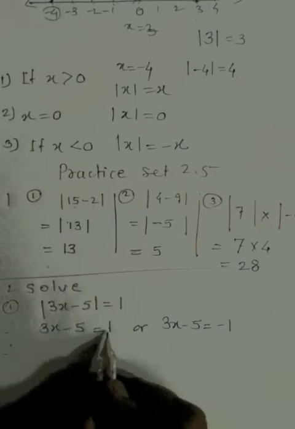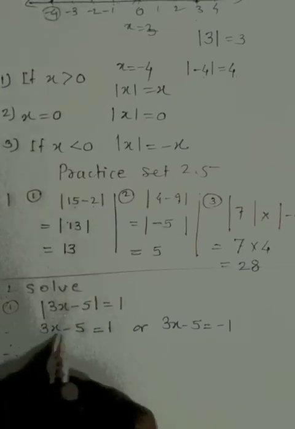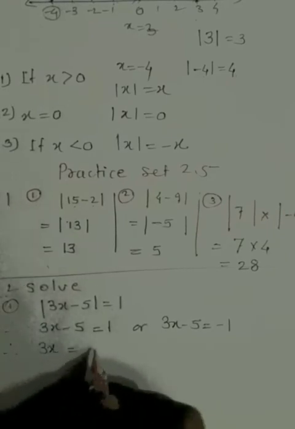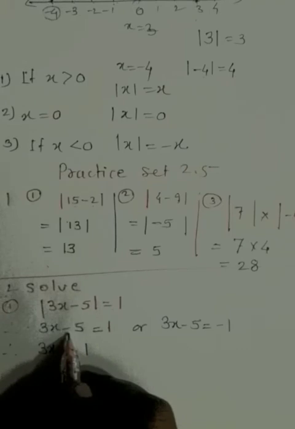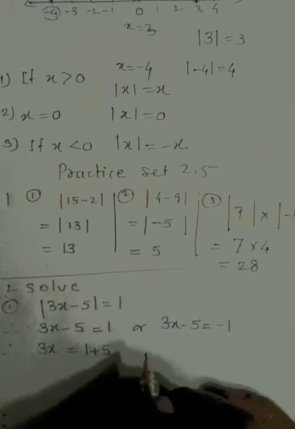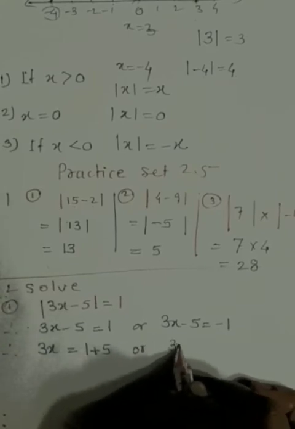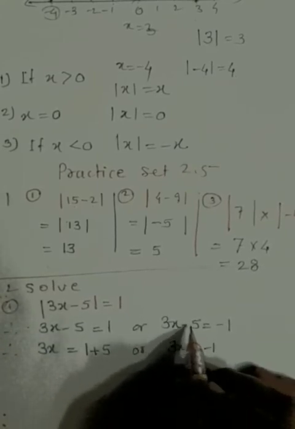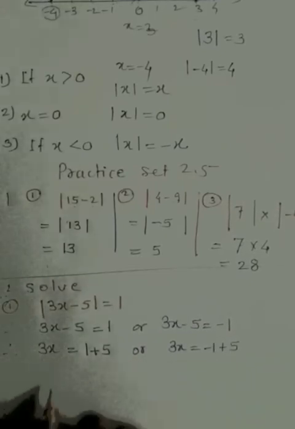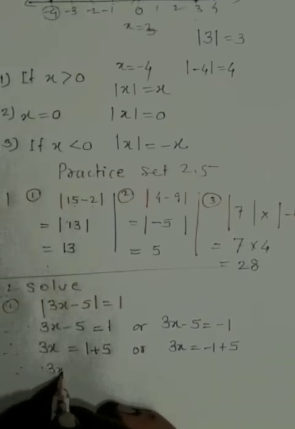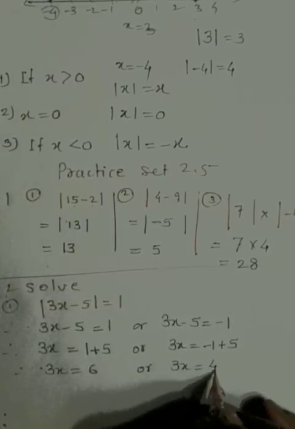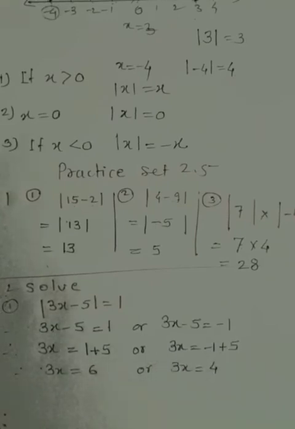Now we simplify these equations separately to find the value of x. Here we keep 3x and 1 as they are, and transfer the minus 5 from the left side to the right side, and it becomes plus, or 3x is equal to negative 1. Again we transfer the negative 5 to the right side and it becomes positive. Here we obtain 3x is equal to 6, or 3x is equal to 4, that is minus 1 plus 5.